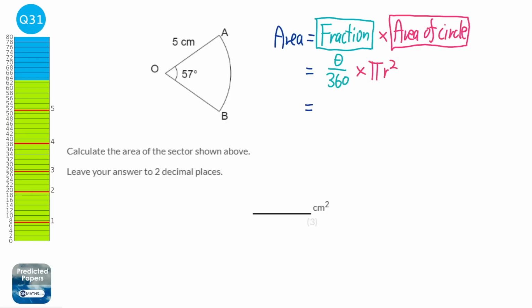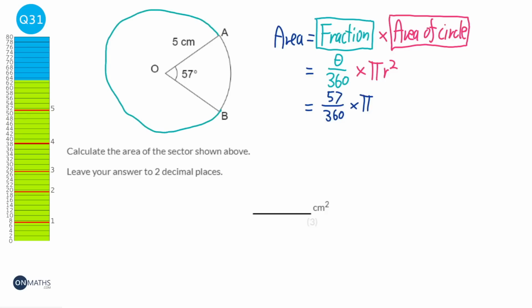Let's use that for our question. So the angle we have for this question is 57 over 360, times pi r squared. Now, to work out what r is, we just imagine the circle is whole. I'll do a badly drawn circle. And you can see here that this length here, this 5 centimeters, is the distance between the center of the circle and the circumference. So that is a radius. So it's going to be times 5 squared. Put that into your calculator and you'll get 12.435 and so on.